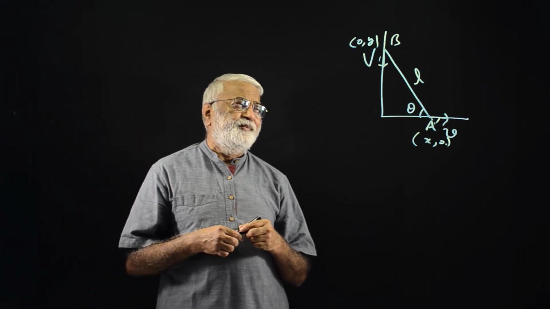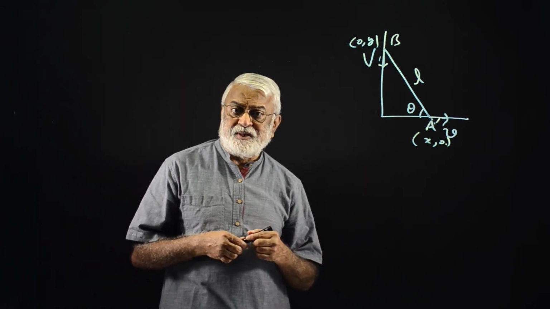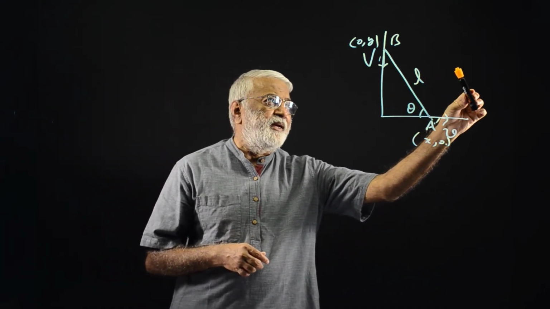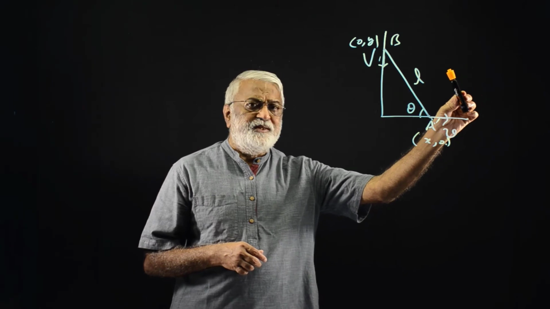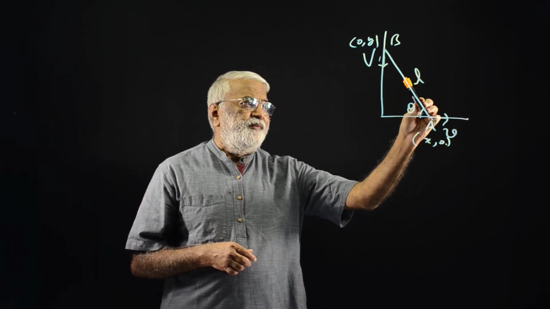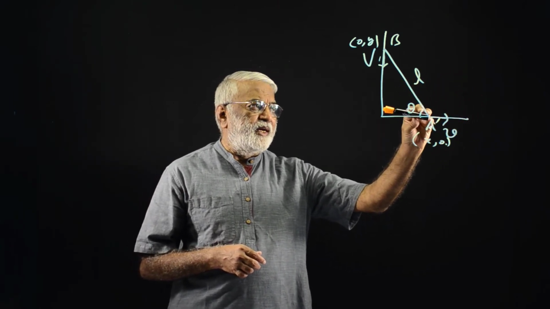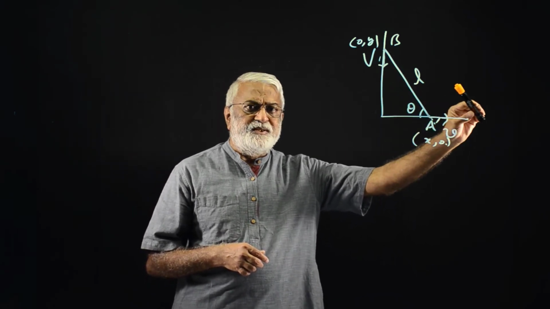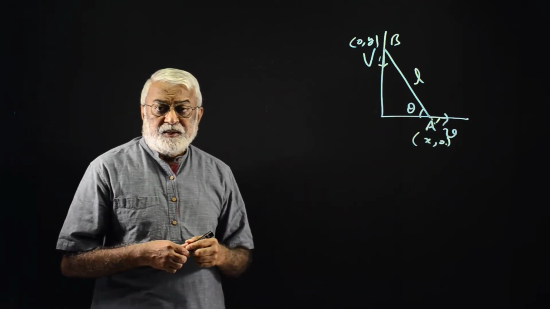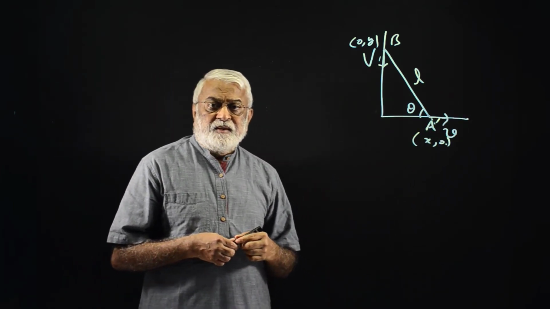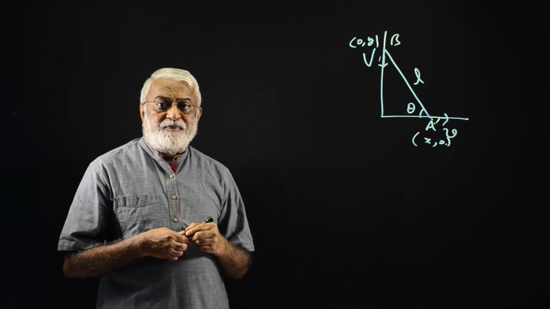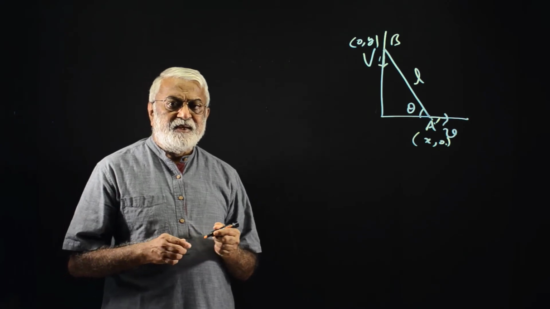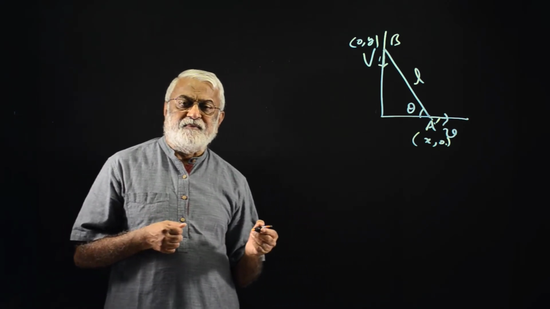This rod is in combined translation plus rotation. If the rod was moving like this, making the same angle with the horizontal, then that's pure translation. If the end A were fixed and it rotated like this, that would be pure rotation. But now the orientation of the rod is changing plus the rod is translating. So you have well, combined translation plus rotation. In combined translation plus rotation, it's possible to find something called the instantaneous axis of rotation.